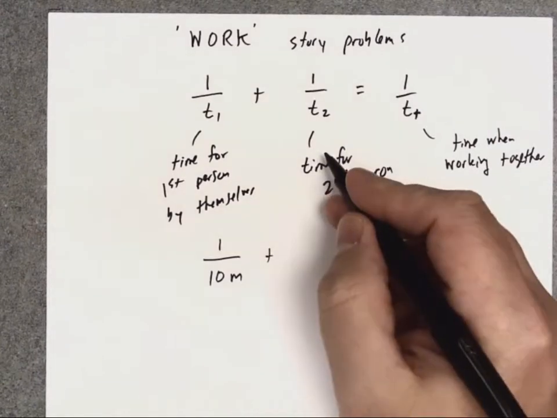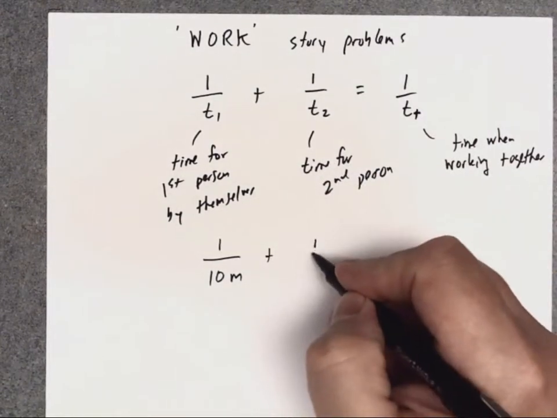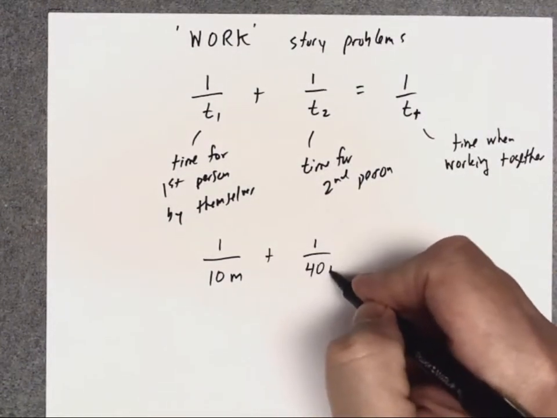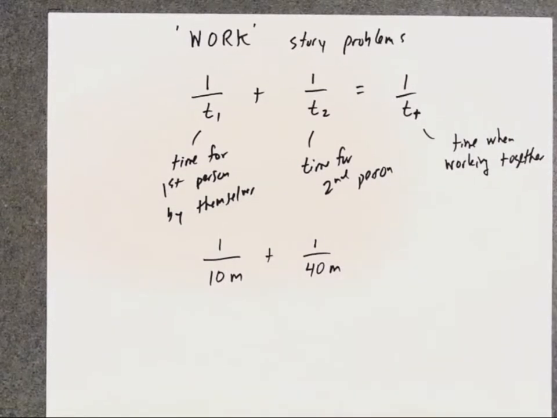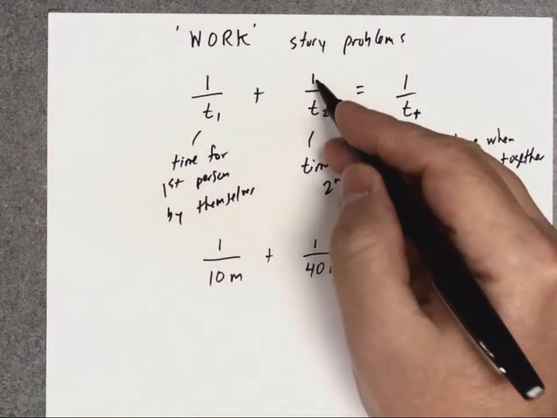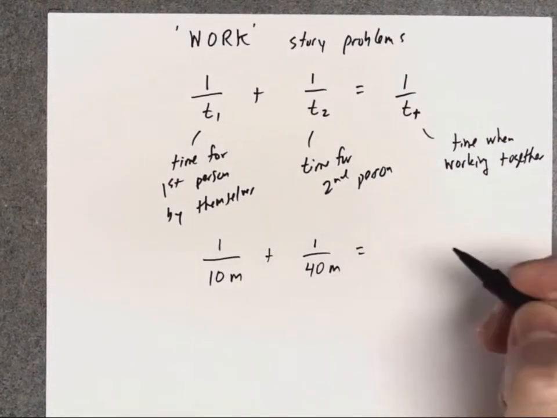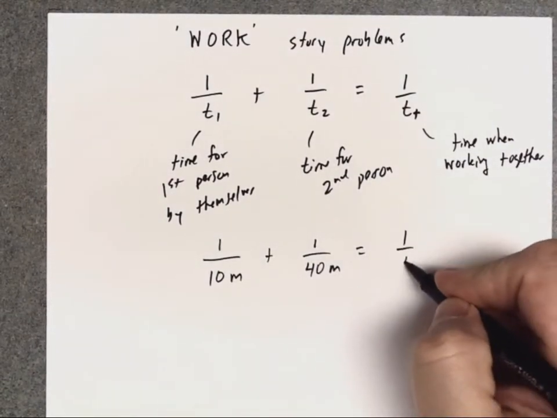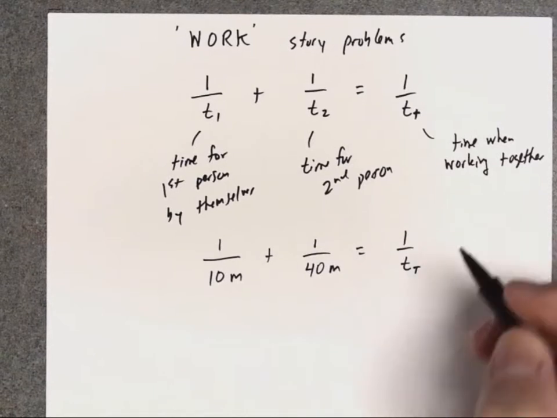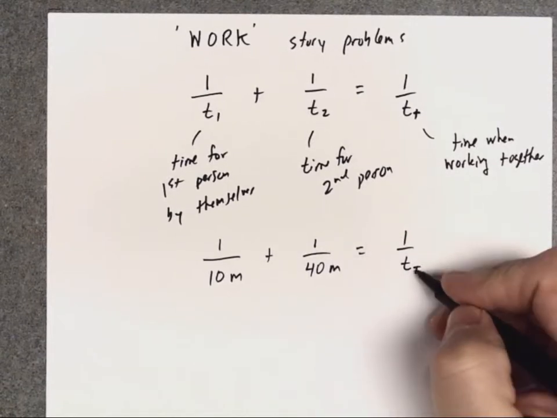Plus the second person, we're going to call Lois. And Lois, it said it takes her 40 minutes. So 1 over 40 minutes. And that's going to equal the time it would take them if they worked together.